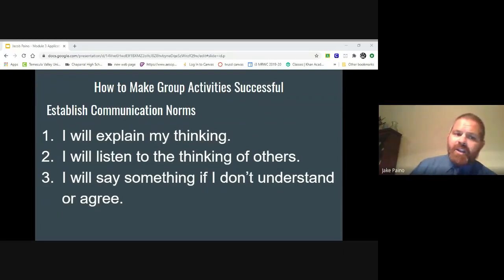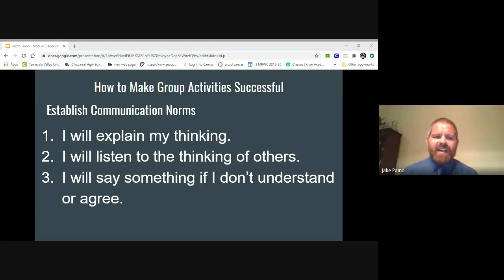How do you make group activities successful? You can't just tell them to go get in groups and work. They have to be trained on how to communicate and collaborate with each other. We need to be able to produce productive discourse, which is MTP number 4. Every classroom at CHS has these norms posted on the wall. I believe it is important to teach these norms, and the norms are very simple, but I will explain my thinking. What does this mean?